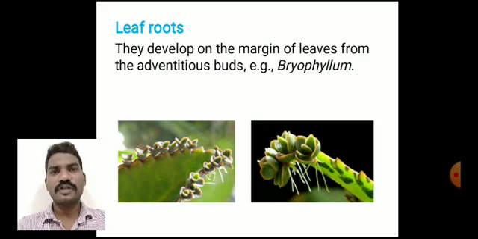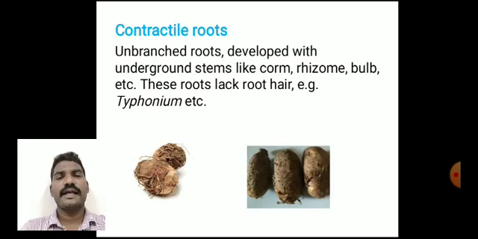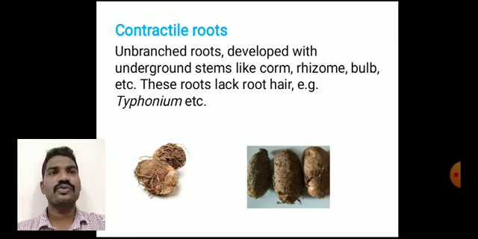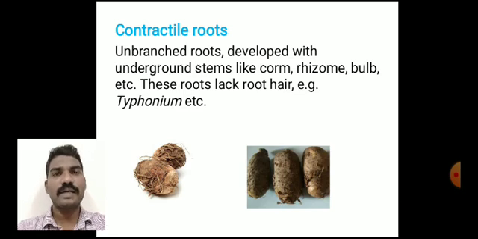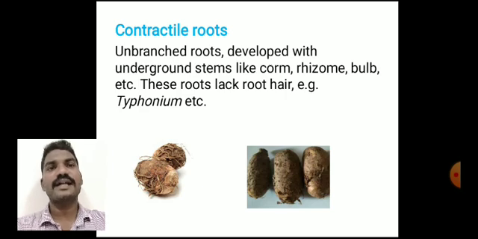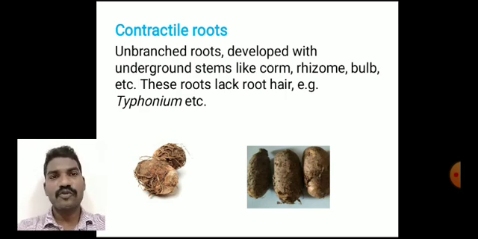Next one is a leaf root. I already told that the adventitious root can grow from any part of the plant. You can see the Bryophyllum plant. The margin of the leaf has so many lateral buds. They have adventitious roots. And next one is a contractile root. It is an unbranched root developed from an underground stem like a corm, rhizome, bulb, etc. In this type, the root lacks root hairs. There are no root hairs in the contractile roots. Typhonium is the best example for a contractile root.